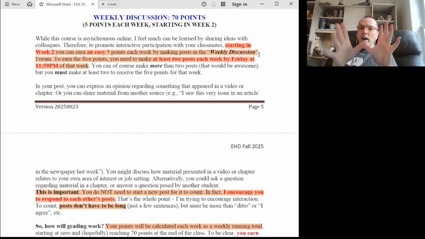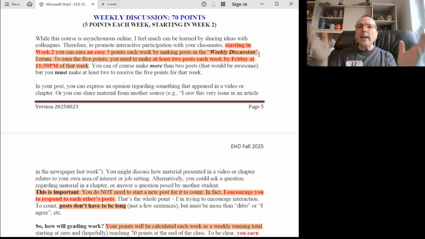So the way I've over the years developed an approach that is actually more work on my end, but I think it works best this way, is I'm starting in week 2. You need to make 2 posts every week in an ongoing discussion forum. 2 posts every week.